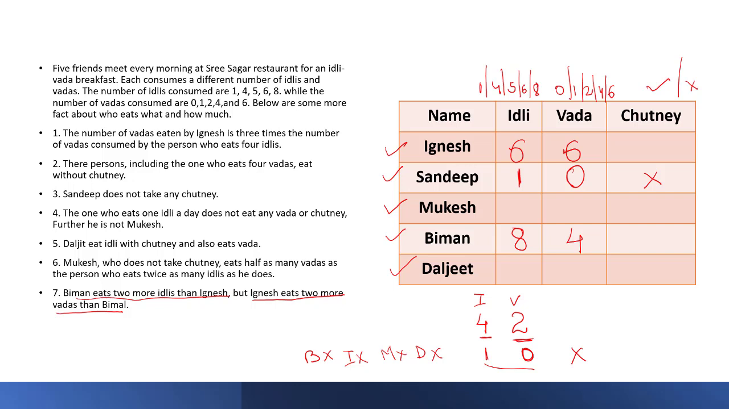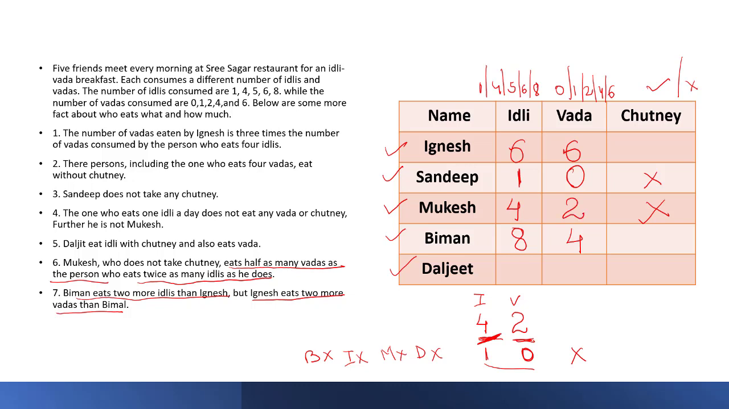Now Mukesh, who does not take chutney, eats half as many vadas as the person who eats twice as many idlis as he does. So we need a relationship of half and twice in vadas and idlis. Now 8 and 4, if we take half of this, we'll get 4 and 2. Half of 8 is 4 and twice of 2 is 4. So Mukesh is the person who's eating 4 idlis, and we also know the person who's eating 4 idlis would consume 2 vadas. So that comes here.